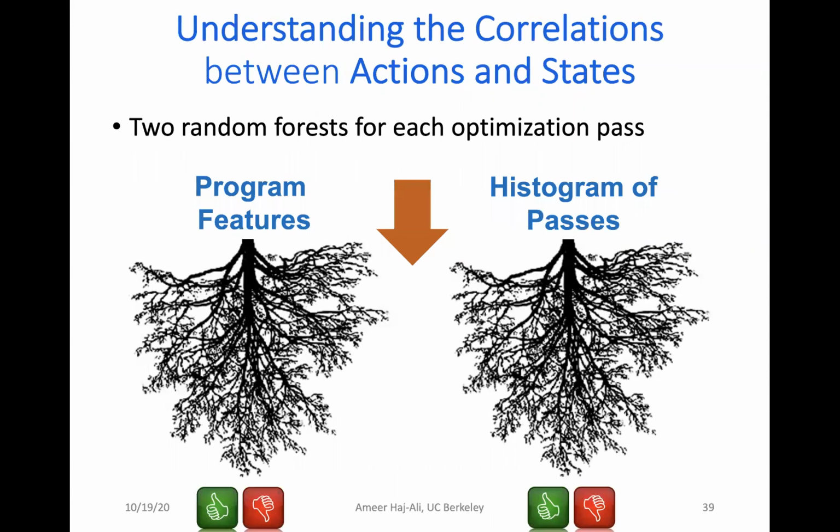So to try to address this issue, we looked at the actions and the states that we have, and we tried to filter them out. So we built random forests for the program features and for the histogram of passes. Basically, we characterized each pass with random forests, with the input as program features or the input as histogram of passes. And this allowed us basically to know which features are important for different programs. At the same time, it allowed us to know which passes were more important.